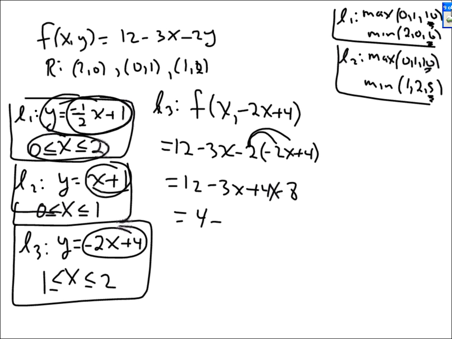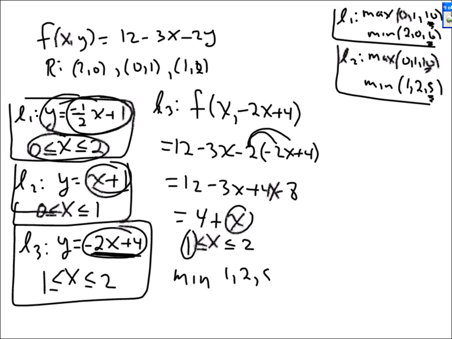If you take away 3 x's and you add 4 x's, you get plus x. And x fluctuates between 1 and 2. If you want the min, 4 plus the least will give you the min. So x is 1 and y is negative 2 times 1 plus 4. Y is 2 and the min is 5.